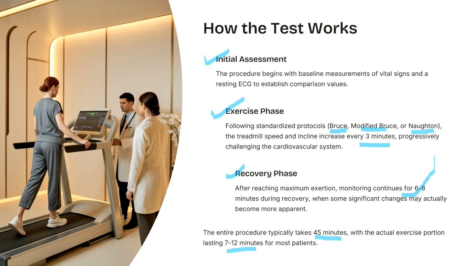So this is how it works. There are three basic steps. Initial assessment, where the vital signs will be checked. Exercise phase, where the exercise duration, speed and inclination will gradually be increased. And the recovery phase, where the heart rate is allowed to come back to the normal value. The total is 45 minutes, and the exercise portion 7 to 12 minutes.